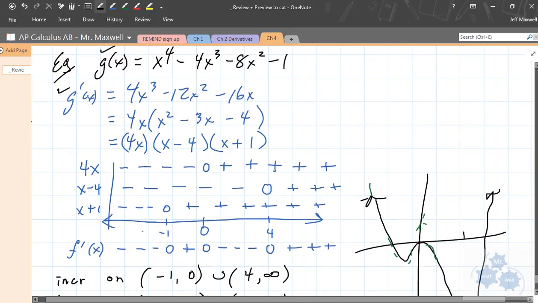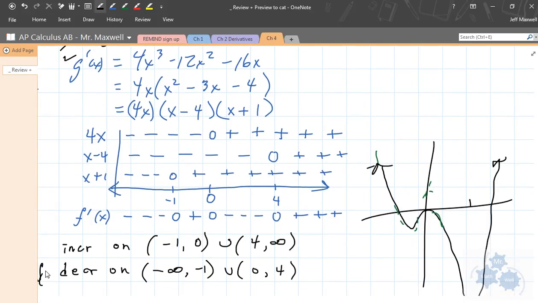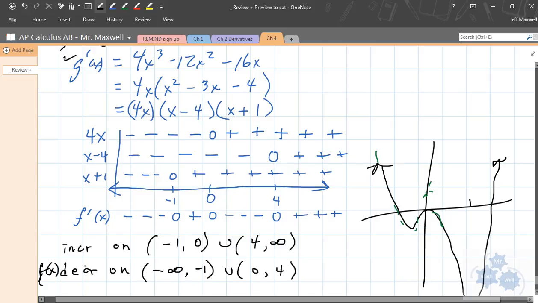The sign analysis has showed us what? It has given us the sign, S-I-G-N, of the derivative. And we see that in this interval, from negative infinity to negative 1, we found out that the function f of x is decreasing. And on other intervals, f of x is increasing.